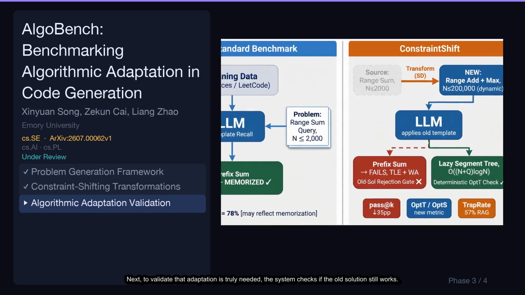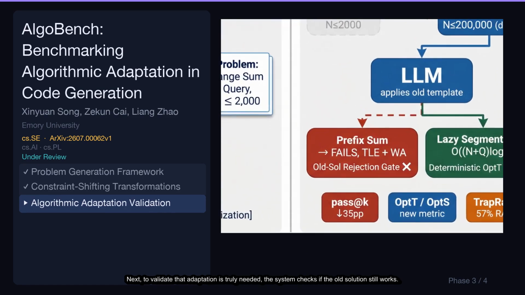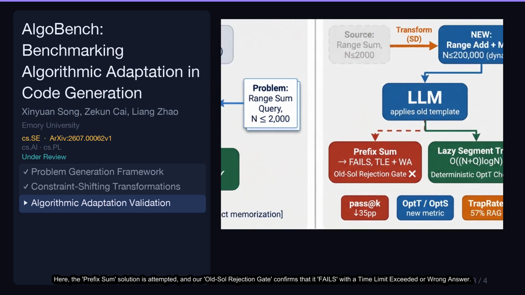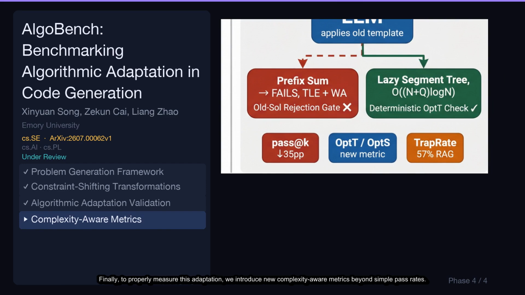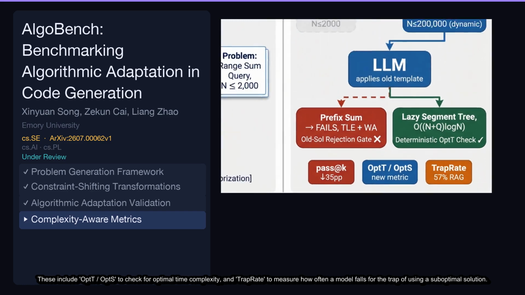Next, to validate that adaptation is truly needed, the system checks if the old solution still works. Here, the prefix sum solution is attempted, and our old solution rejection gate confirms that it fails with a time limit exceeded or wrong answer. Finally, to properly measure this adaptation, we introduce new complexity-aware metrics beyond simple pass rates. These include opt/ops to check for optimal time complexity and trap rate to measure how often a model falls for the trap of using a suboptimal solution.